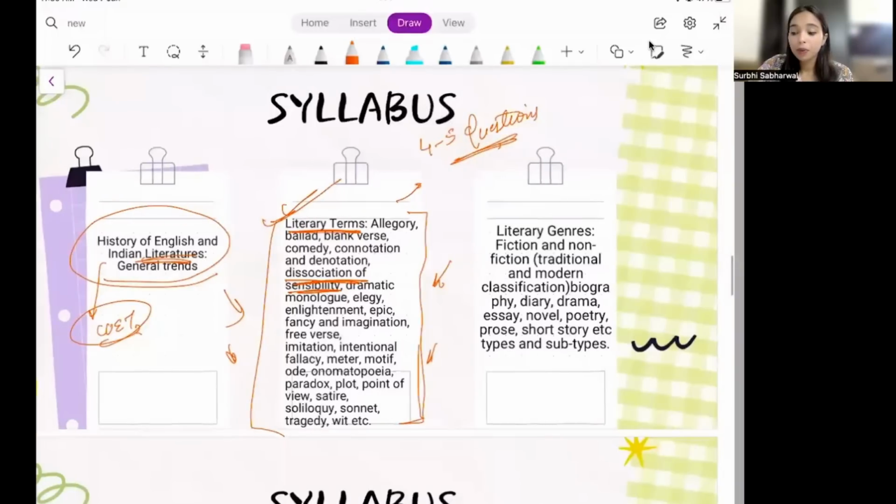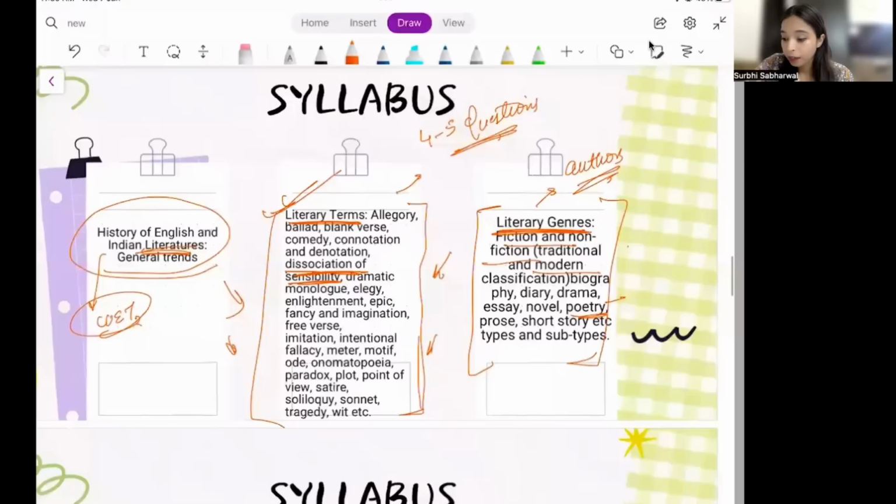The third part we would be focusing on is the literary genres. Herein we would be covering all the important authors that we have under fiction, non-fiction, modern, biography, diary, drama, essay. So again, in one of the past year examinations, you were asked which is the oldest form of literary genre that emerged, right? So it's poetry. So again, you could get questions that are extremely straightforward, and you could also get questions on authors, on quotations, right?